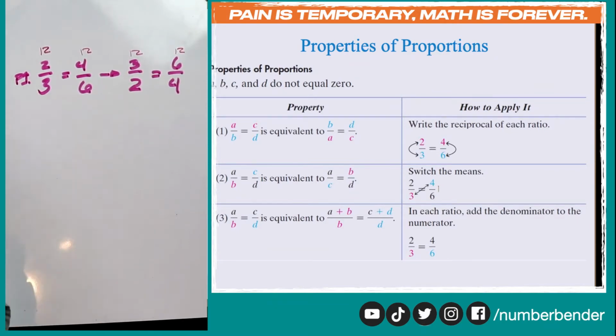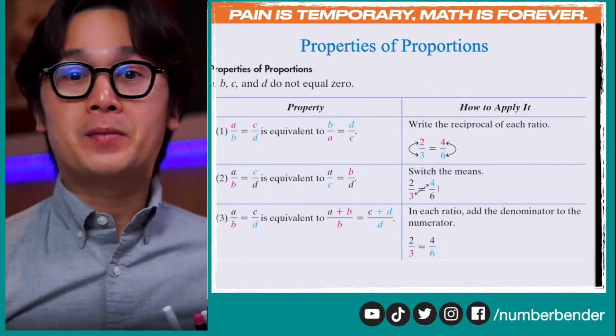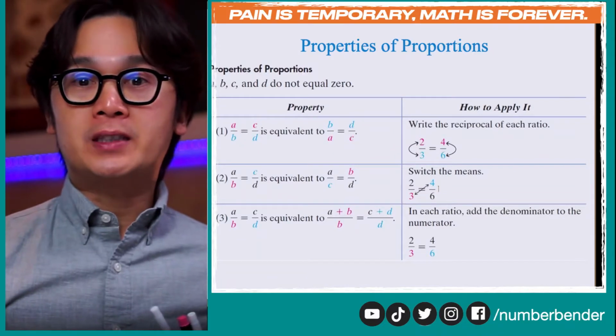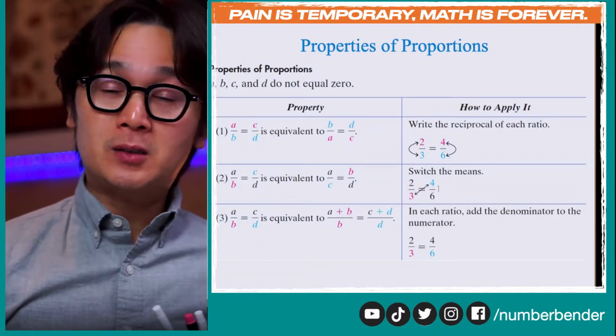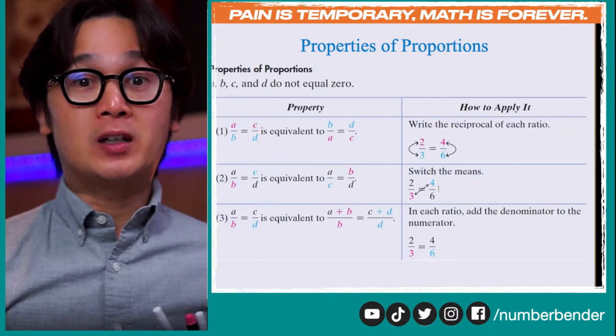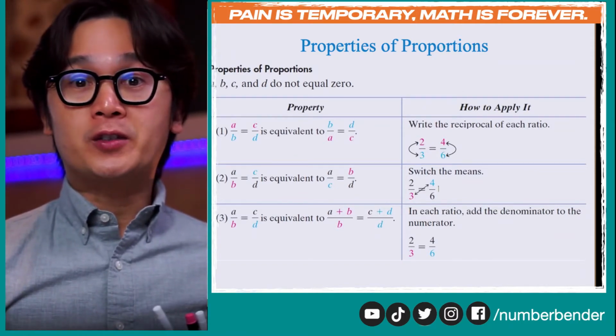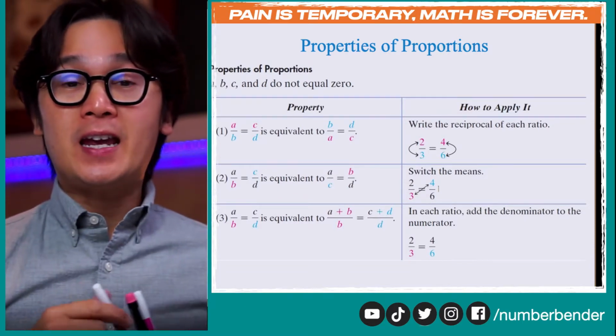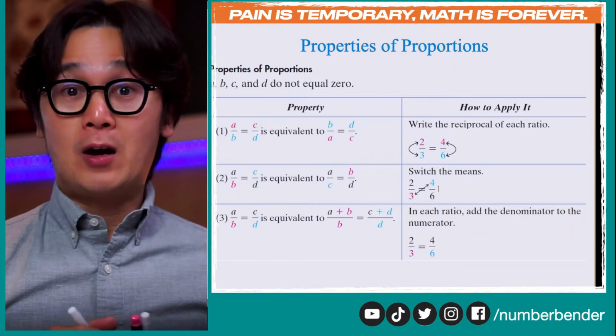And for the second property, we have A over B equal to C over D, and we're going to be using the switching the means property, wherein if we have A over B equals C over D, we are just going to switch the values of our means, which is B and C, and we will still have the same value of our fraction.